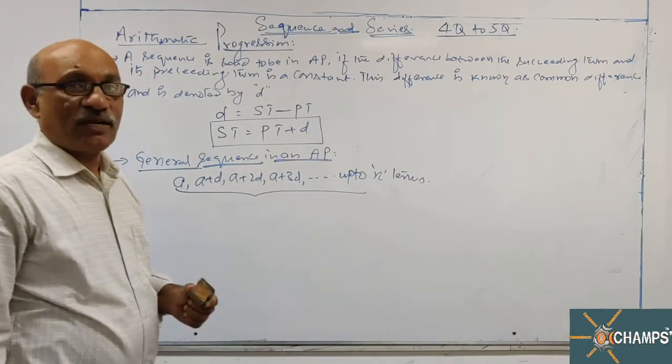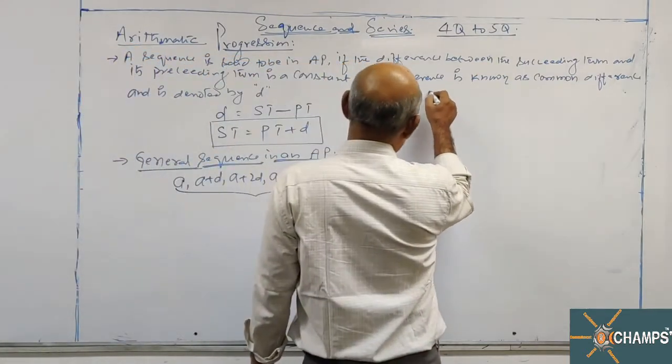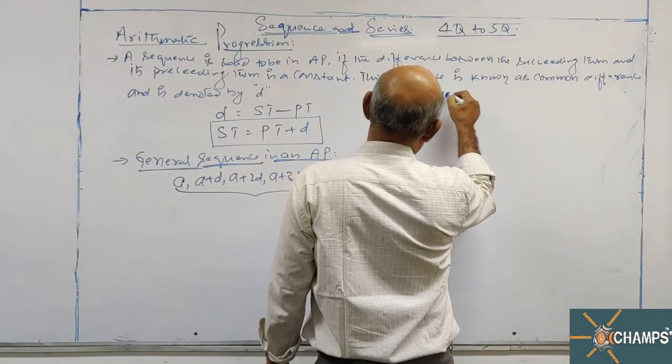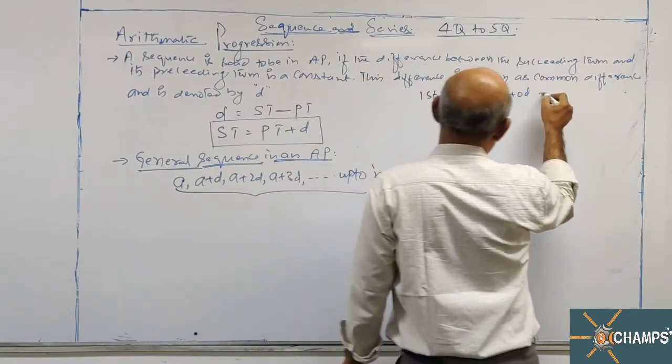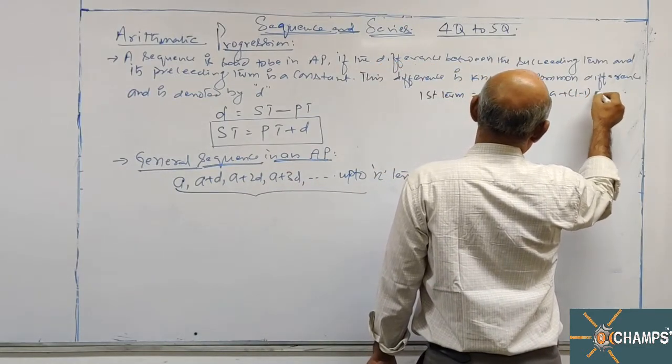How to write the last term of the sequence? Look at this. First term is equal to A. This is A plus 0 into D. A plus 1 minus 1 into D.